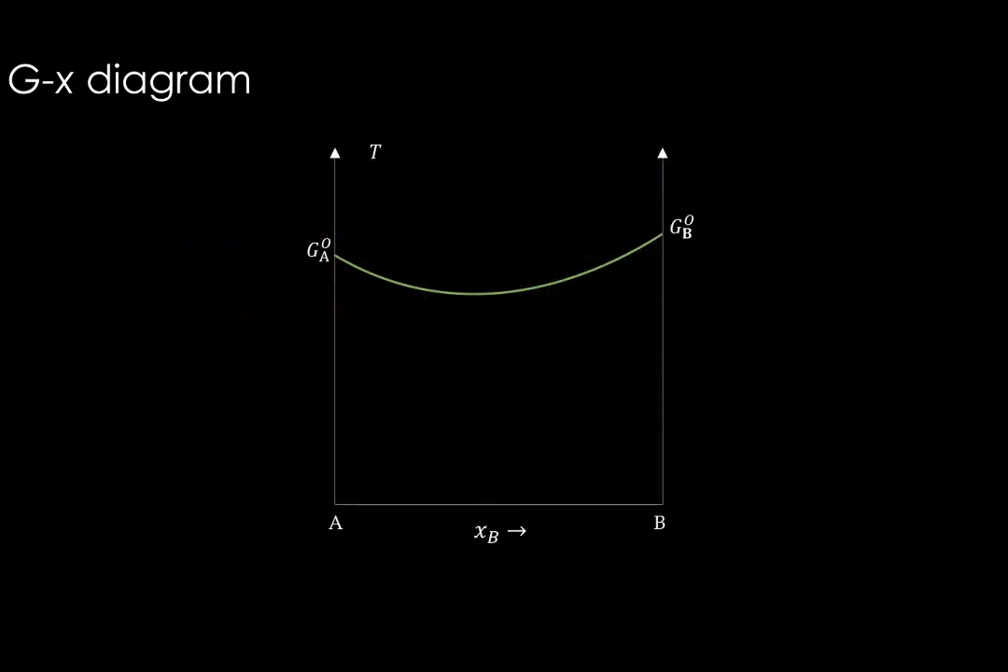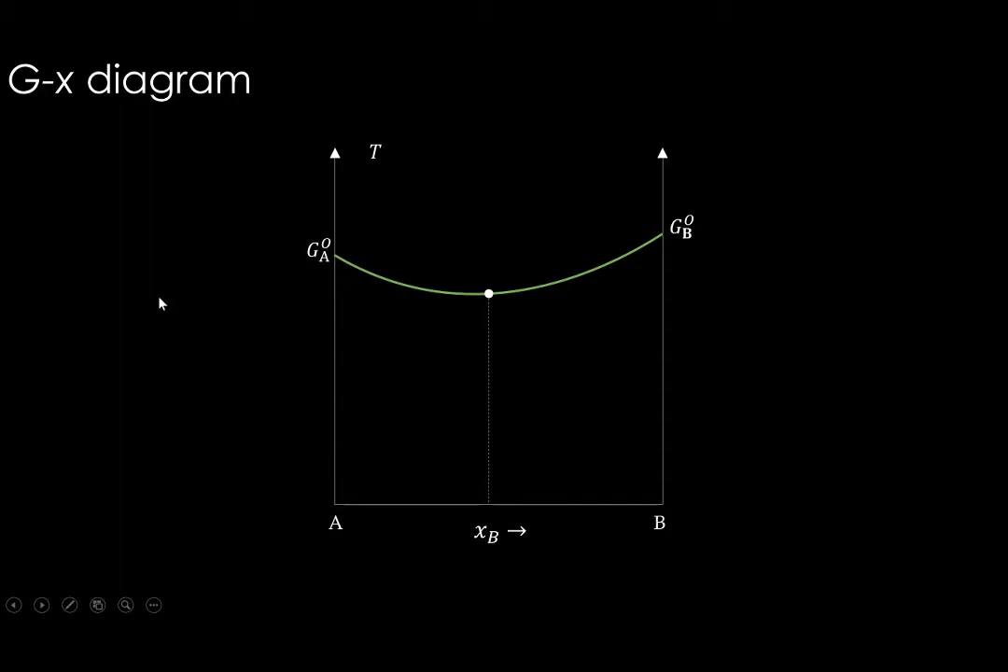Now think about this Gibbs energy composition diagram. Take a point. So we are talking from pure A to pure B for the entire composition range. This is how Gibbs energy is going to vary. And at this particular point, if this is the overall composition, then what will be the Gibbs energy of it? It is represented by this particular dot, which is the Gibbs energy of that solution.